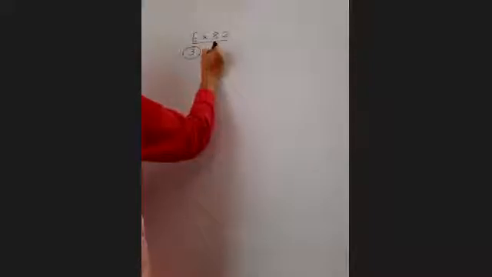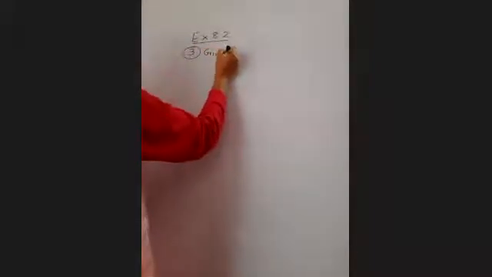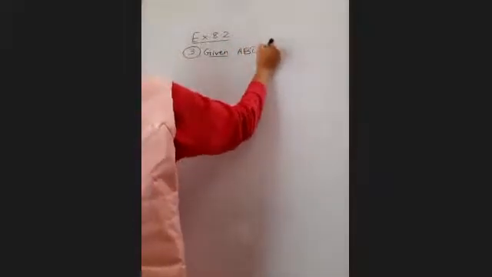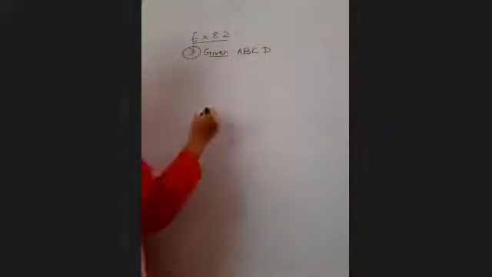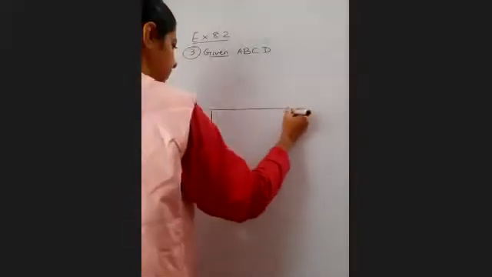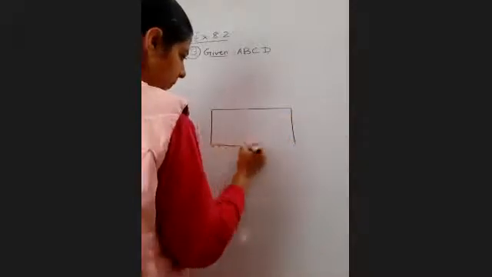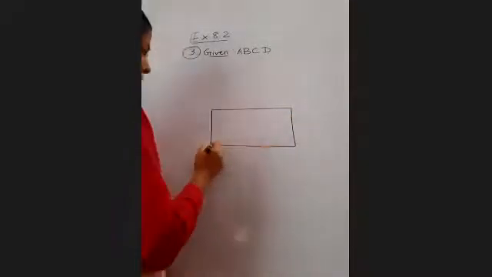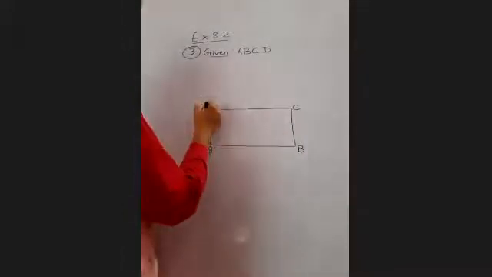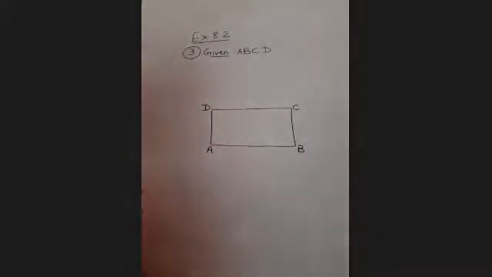ABCD is a rectangle. So we are given a rectangle ABCD. So let me draw a rectangle. A, B, C, D.